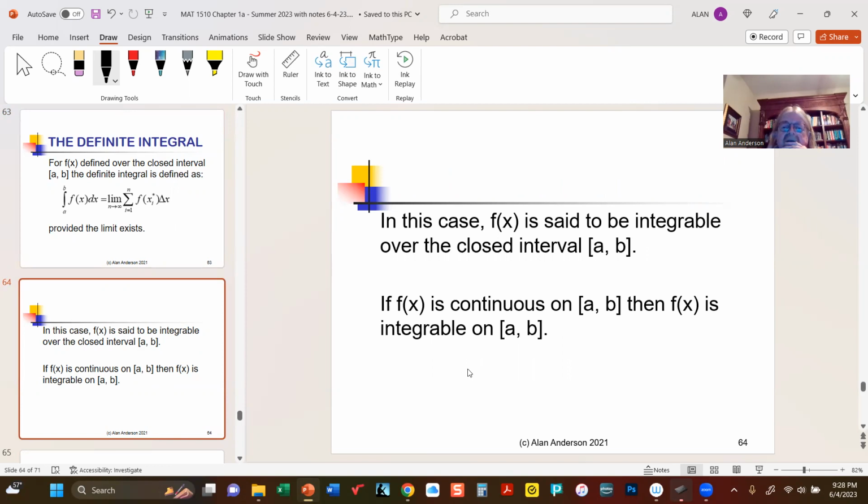That's what it's telling us here. If f of x is continuous over that interval, it doesn't have to be continuous over the whole function, but over that interval, then we are guaranteed that there will be an integral over that interval. That's all it takes. It's discontinuities that can cause problems.